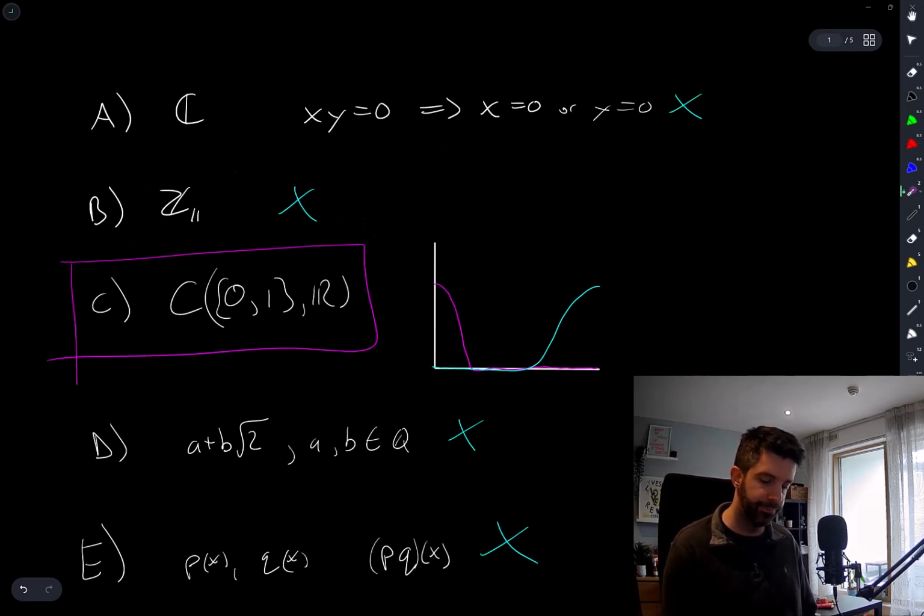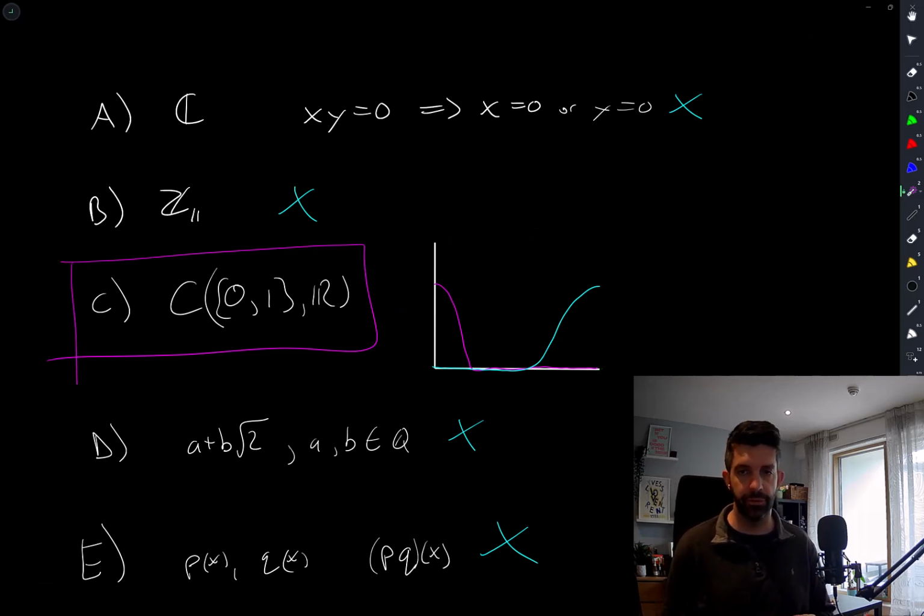Yeah, that's the answer, C. Good to have stuff like this in mind, where you can multiply things together and get 0. Nice little problem. Thanks for watching.